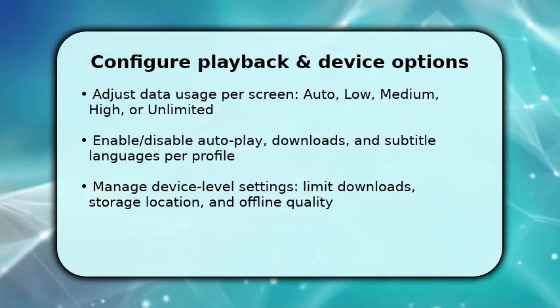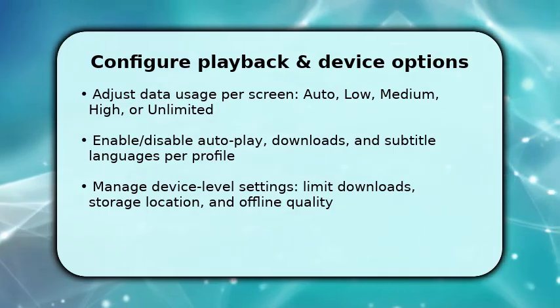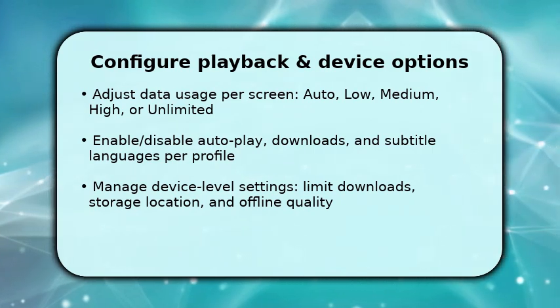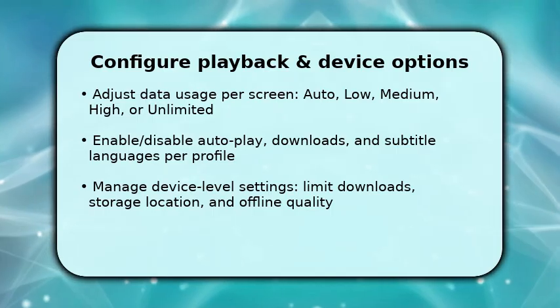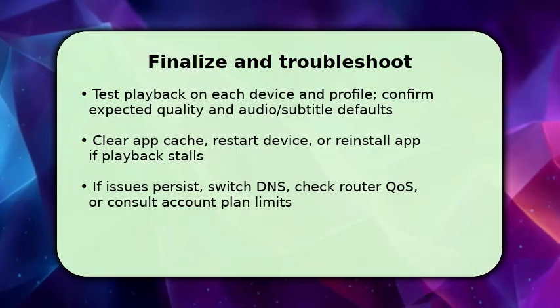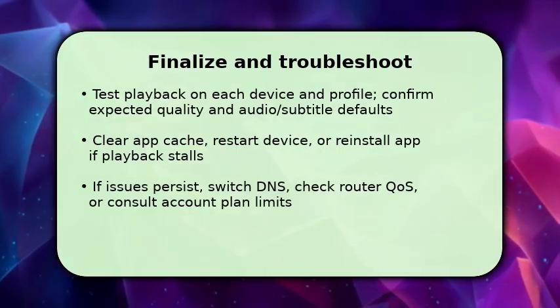Then configure download behavior. Select offline quality, storage location, and limits, so downloads don't fill device storage. Make sure subtitles and audio defaults are set per profile to streamline viewing for each user. Finish by testing playback across devices and profiles to confirm quality, audio, and subtitle defaults behave as intended.